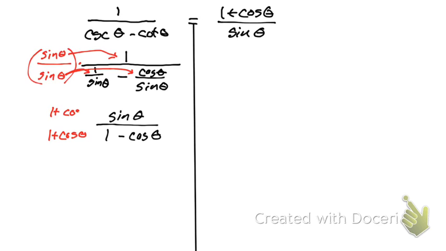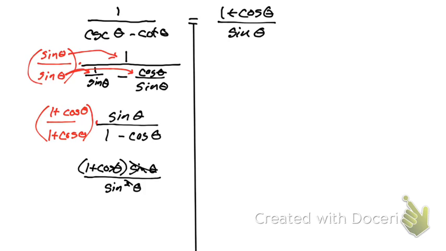Multiply the top by 1 minus cosine theta. Not plus, multiply. The whole point of multiplying by the conjugate is that I end up with 1 squared minus cosine squared, which equals sine squared. So the whole point of doing this is to get sine squared on the bottom. So we'd end up with 1 plus cosine theta times sine theta on the top, and on the bottom we'd have sine squared theta. Your sine would cancel out, and you'd actually be left with the other side.